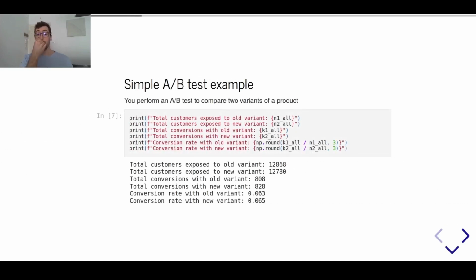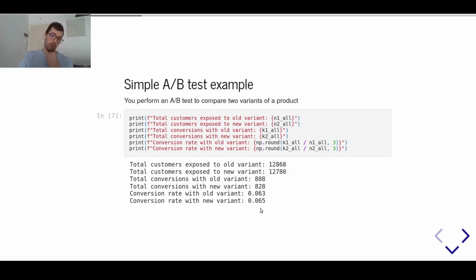So now we'll be exploring a very simple A-B test example in which this is all fake data, and it's all available on the repo on GitHub that you can just copy the code over and look into. Essentially, there are two variants. I chose to call them 1 and 2. There's a total number of customers that are exposed to the old variant, a total number of customers that are exposed to the new variant. You get some total number of conversions for the old and for the new. And finally, if you were to compute the ratio of the conversions, so how many of the people that were exposed to the new variant actually converted, you will get something like that.